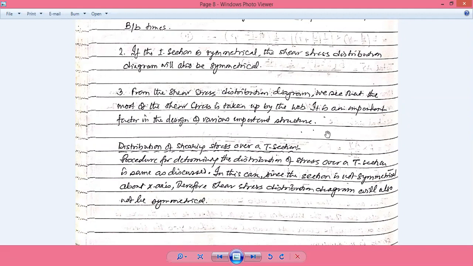Now, there is another type of section we will consider, that is the shearing stress over a T section. The procedure for determining the distribution of shear stress over a T section is the same as discussed. But in this case, since the section is not symmetrical about the y-axis, the shear stress distribution diagram will not be symmetrical. For the I section, the section is symmetrical. We have two flanges at top and bottom and one web. But in the T section, we have only one flange and only one web. So stress distribution will not be symmetrical, it will be a bit different. We have to find that.